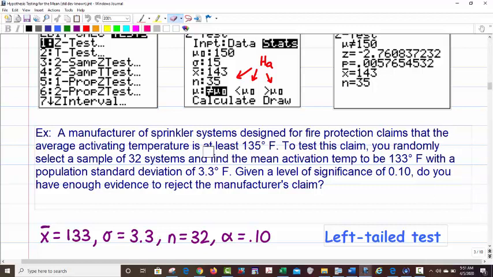All right, at least. This is where we have to interpret that into a symbol. At least means greater than or equal to. As we learned in the intro video, anything with an equal is an H0. That means greater than or equal to, less than or equal to, or equal.